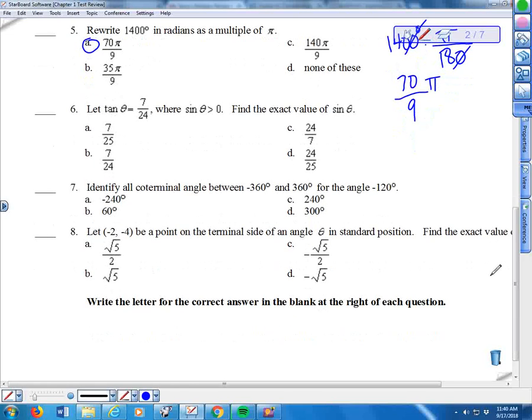If tangent's positive and sine's positive, what quadrant am I in? Yep. And tangent is 7 over 24, so that means this is a 7, 24, 25 triangle. Exact value of sine is just 7 over 24.